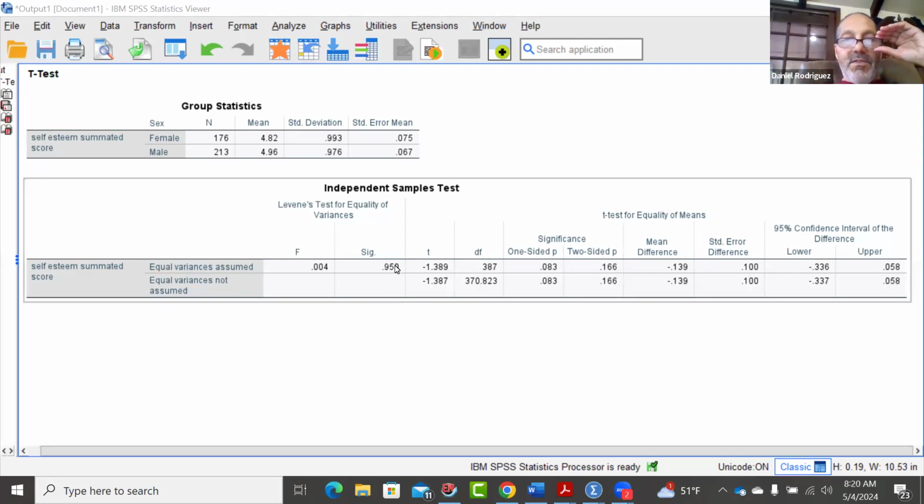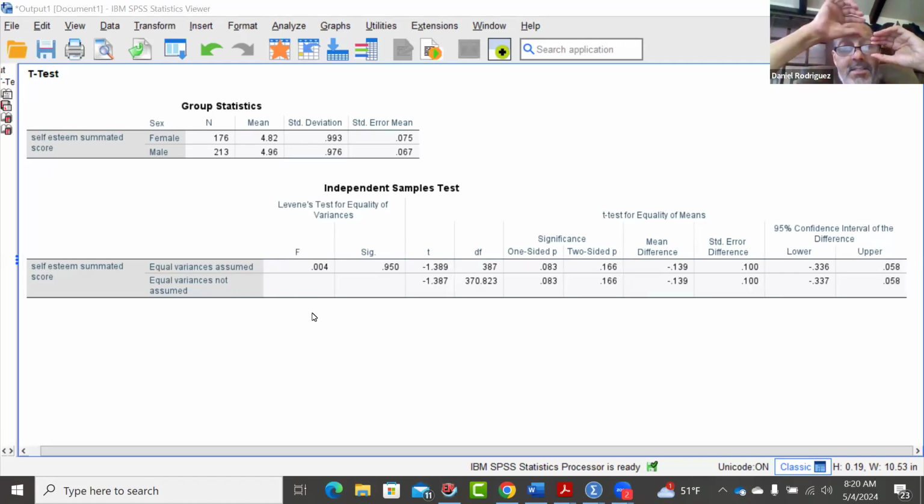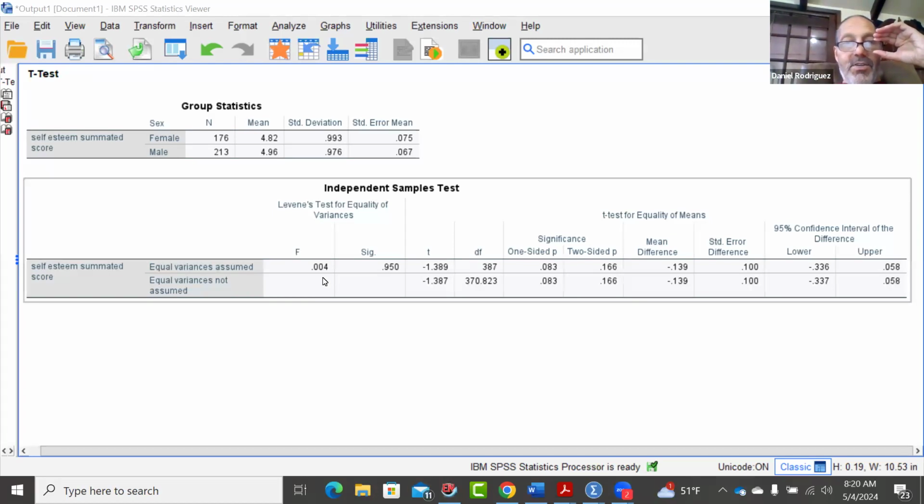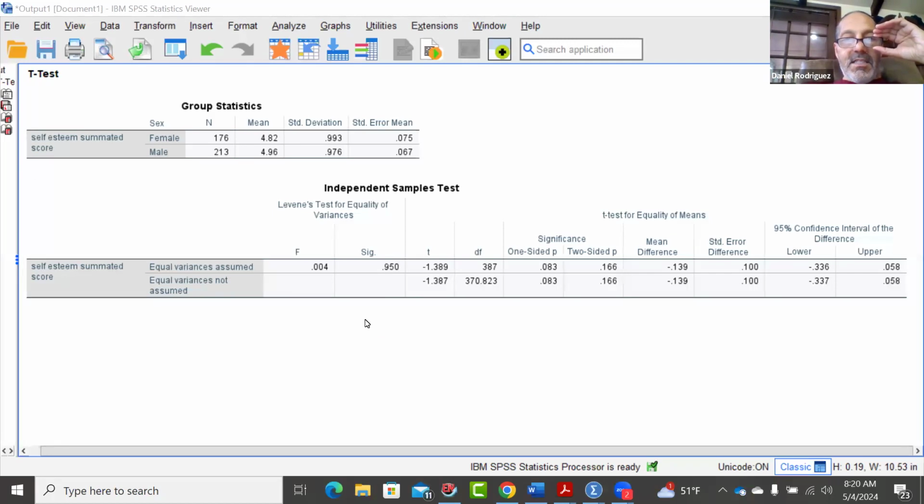Step number one, we focus on Levene's test for equality of variance. So my F value here, and this is an F test, is 0.004, its p-value is 0.95. So I'll ask you, is this test statistically significant or not significant? And what's the null hypothesis? So I'll let you think about it, and you should have the answer by now. And if not, I'm going to help you.